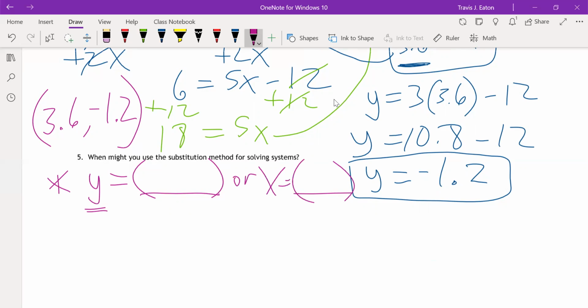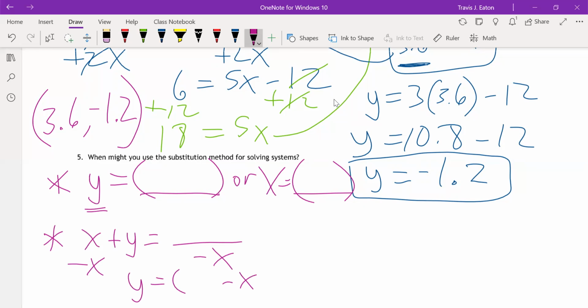because then it's easy to substitute those things into the other equation with very little trouble. The other instance when you might want to use substitution is when it's easy to solve for one variable or the other. Like perhaps you might see something like x plus y equals something, because then you can go, oh, well, all I have to do is subtract x from both sides, and then y equals whatever minus x.